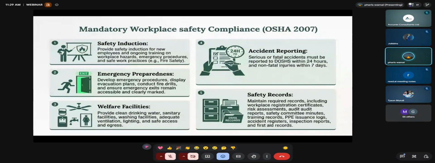You are also mandated to make sure that you are keeping all the safety records. What we mean by safety records are workplace registration certificates, risk assessments, audit reports, safety committee minutes, PPE logs, etc. And lastly is ensuring that your employee is provided with good welfare facilities. These are the washrooms and clean drinking water.